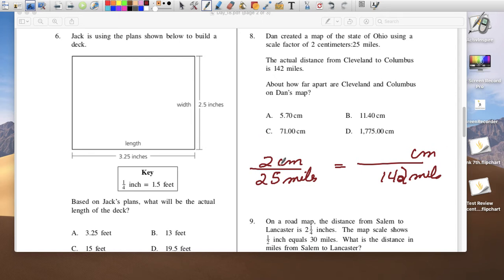So find the relationship here, right? 25 times something is 142. So let's divide 142 by 25, and that's going to give us 5.68 exact. I'll multiply the top by 5.68 times 2, and so on the map it's 11.36, and obviously they rounded this to the nearest tenth, and we get 11.4.